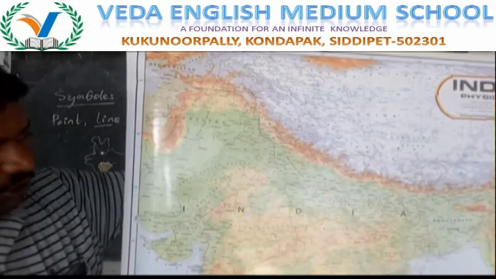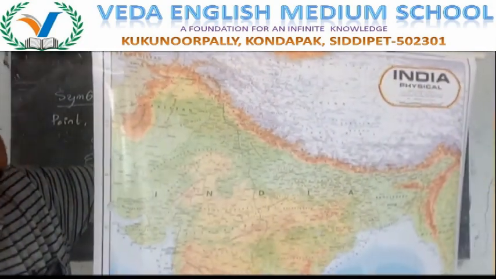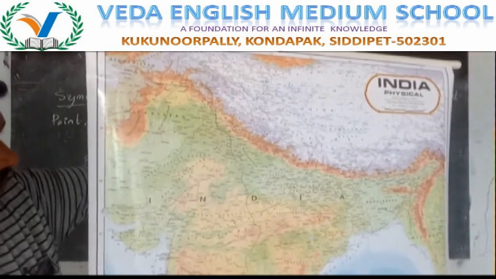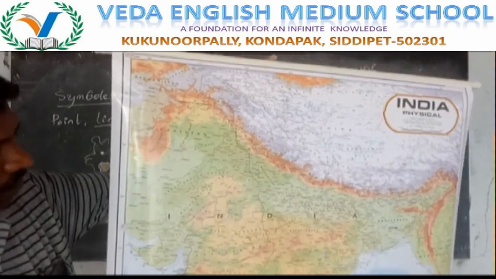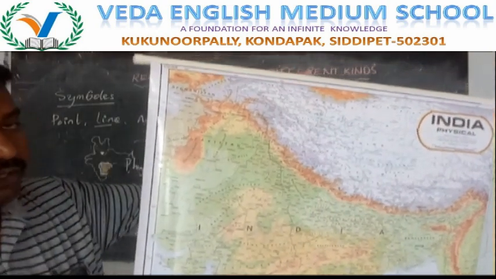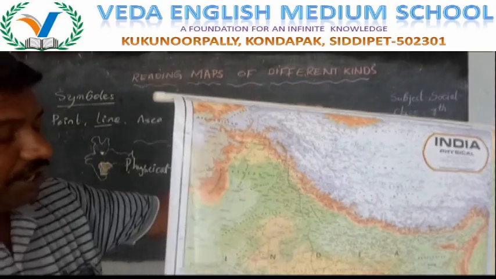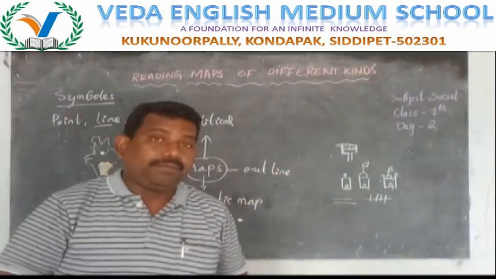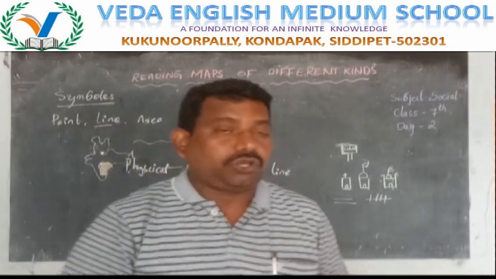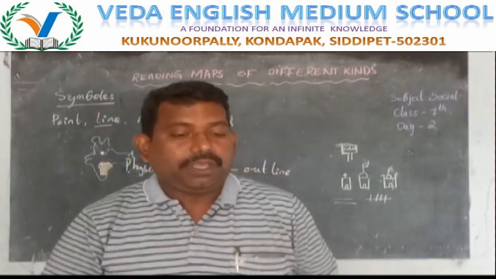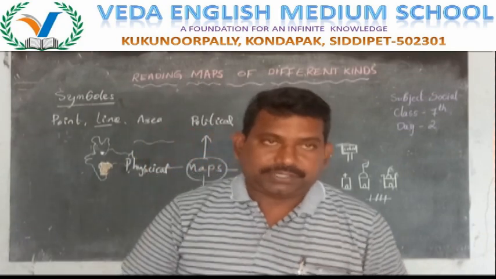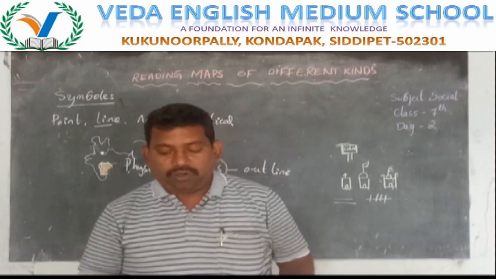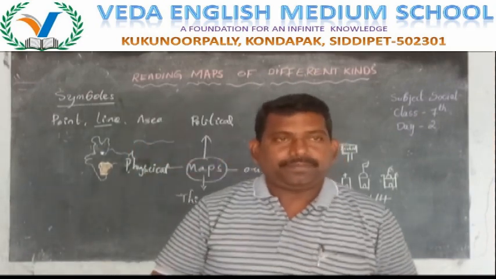Yes, children, are you able to see? Once you observe the map. Are you able to see the colors here? Green color, brown color, yellow color, like this you can see. So it shows the different landforms. This physical map shows the different landforms and also depicts the heights of the places. Understand, children? What is a physical map? What can we know from the physical map?